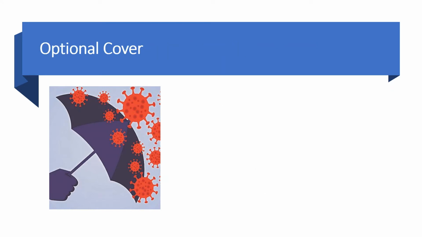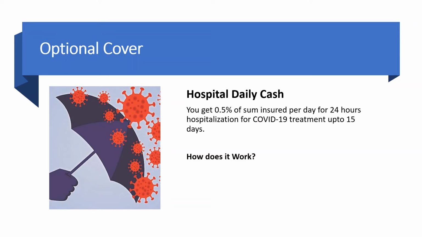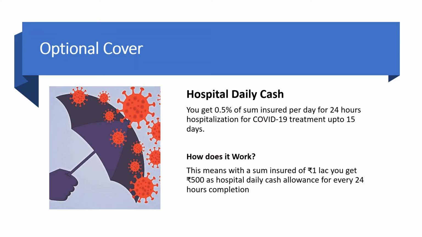So there is one optional cover available in this policy that is called the hospital daily cash. We'll explain a bit more about this hospital daily cash. In this particular cover, you get 0.5% of your sum insured for each day as petty cash. So let's assume that if you are hospitalized for 15 days, then for every day you will get 0.5% of your insured amount.